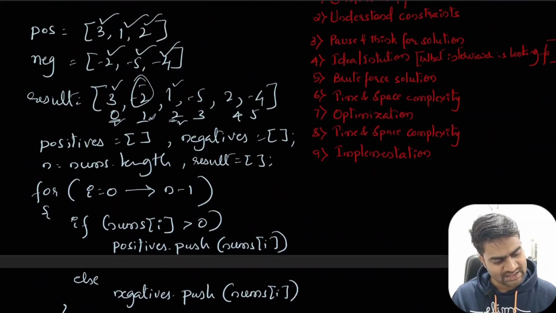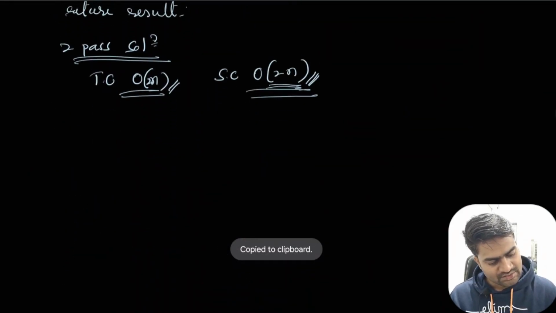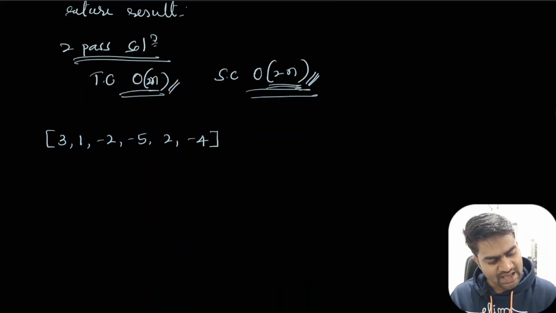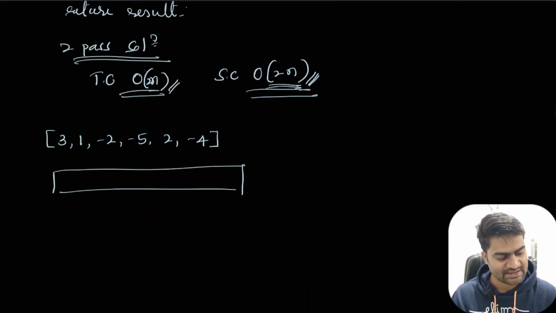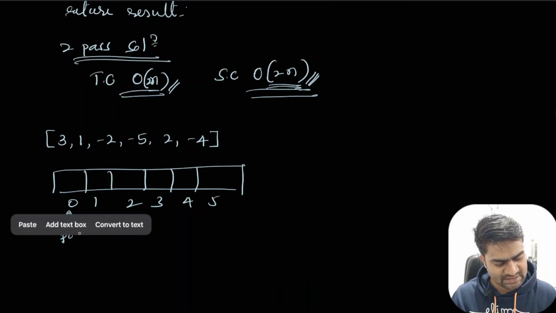So before that, let us copy this. I will paste it. Now if you see, I will take one result array. So this is our result array. Okay, so 0, 1, 2, 3, 4 and 5. Now I will point this as the positive index. I will simply say POS.